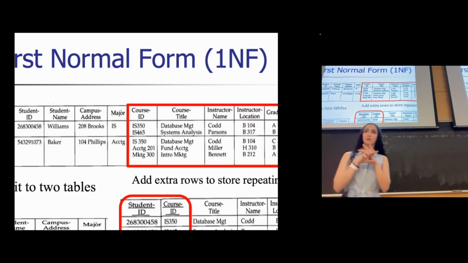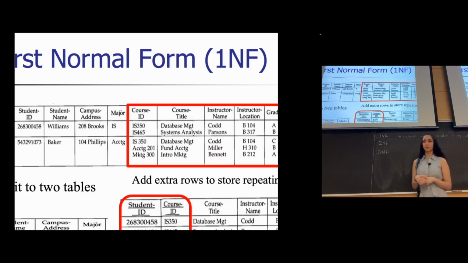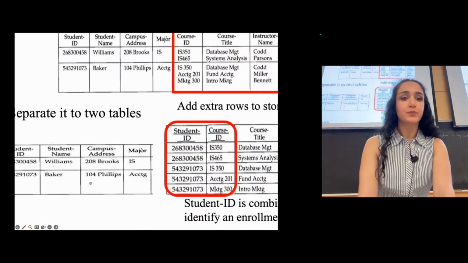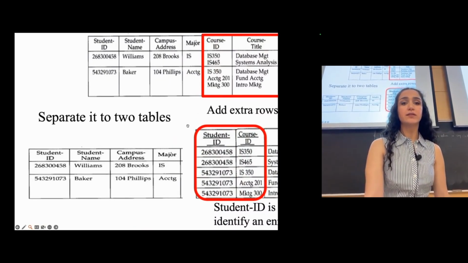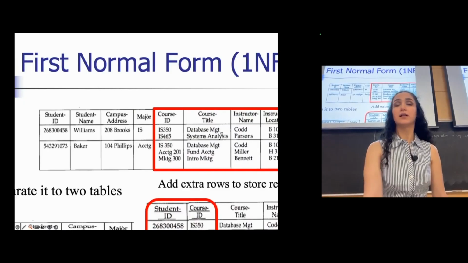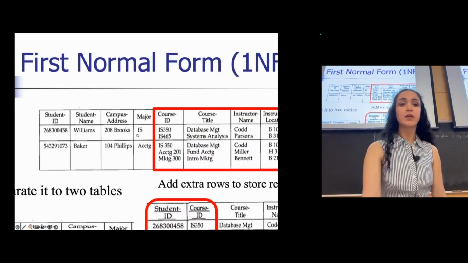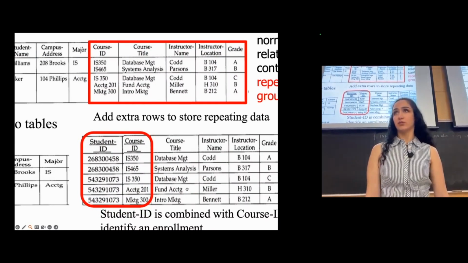So we want to keep them atomic, right? Having only one value in each cell. So this is not first normal form. And so here, it separated this table into two tables. One for student information, right? And the other one for storing the course information, right?